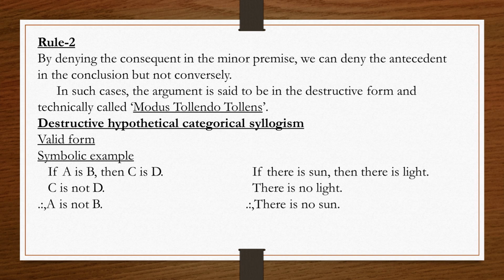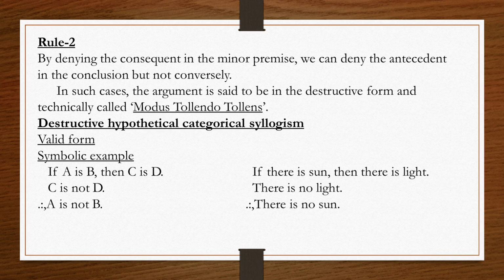Now, according to the rule, we will deny the consequent in the minor premise. How will we deny the consequent? We will put a not in C is D. So, in the minor premise we say C is not D. Here we deny the consequent. So, this is your minor premise.